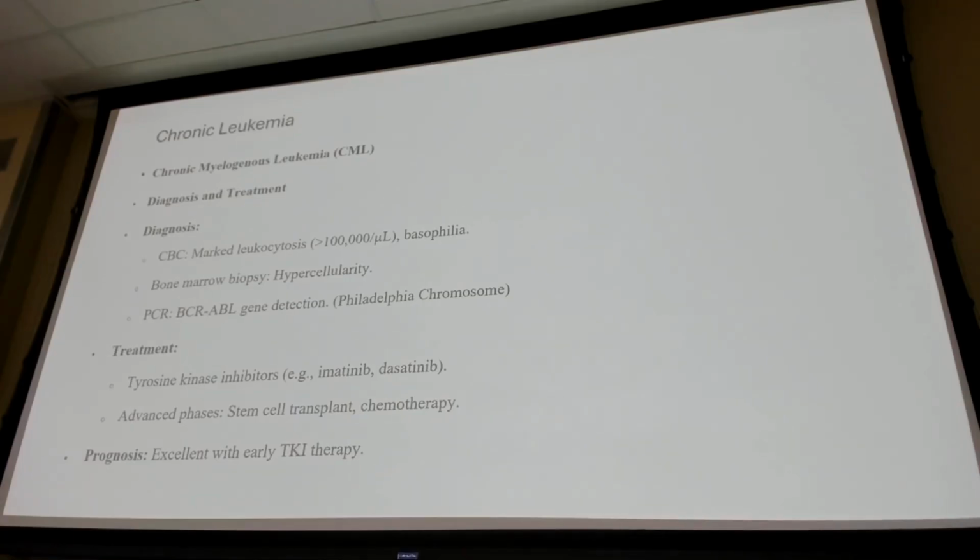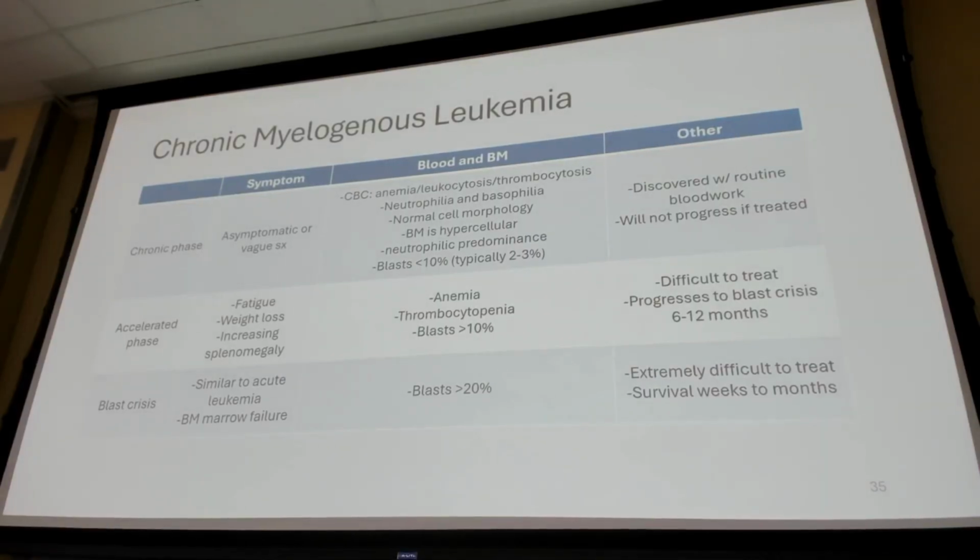Everybody good. Chronic myelogenous leukemia, chronic slow onset, myelogenous. What are your myeloid cells? All right. So chronic, they tend to be asymptomatic. Your CBC, yeah, all over the place. Right? The accelerated phase, they start to become more symptomatic.